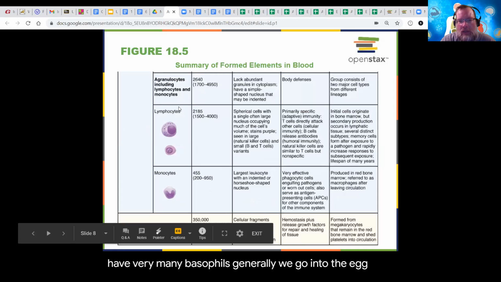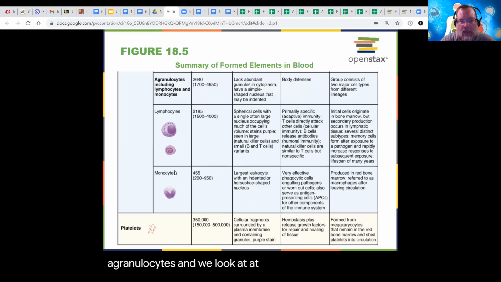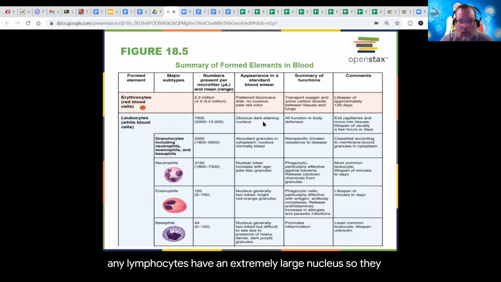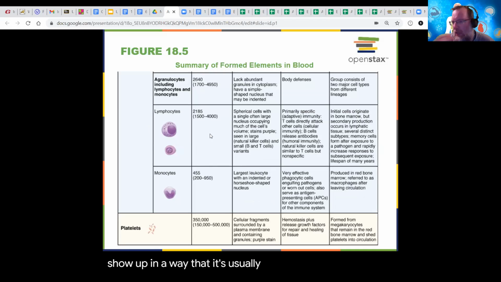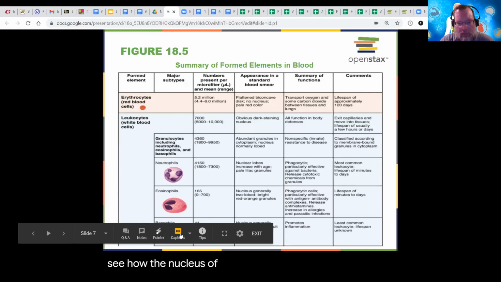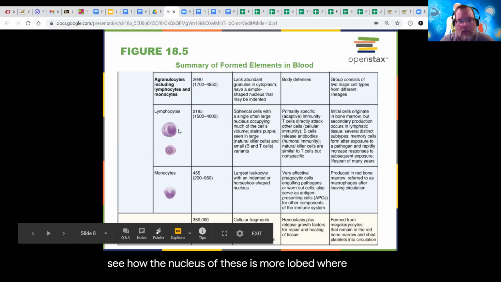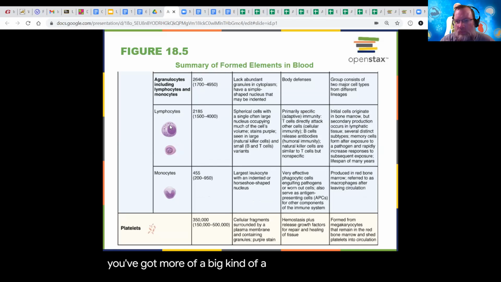We go into the agranulocytes and look at lymphocytes and monocytes. Again, we do see some granules; they're just not that abundant. Typically, you're not going to see much of any. Lymphocytes have an extremely large nucleus that's usually not lobed. You can see how the nucleus of the neutrophil is more lobed, whereas you've got more of a big blobby circle for the nucleus of a lymphocyte. These are the second most numerous of all your white blood cells. Neutrophils are the most numerous, then lymphocytes. Everybody else is in pretty low numbers for the most part.